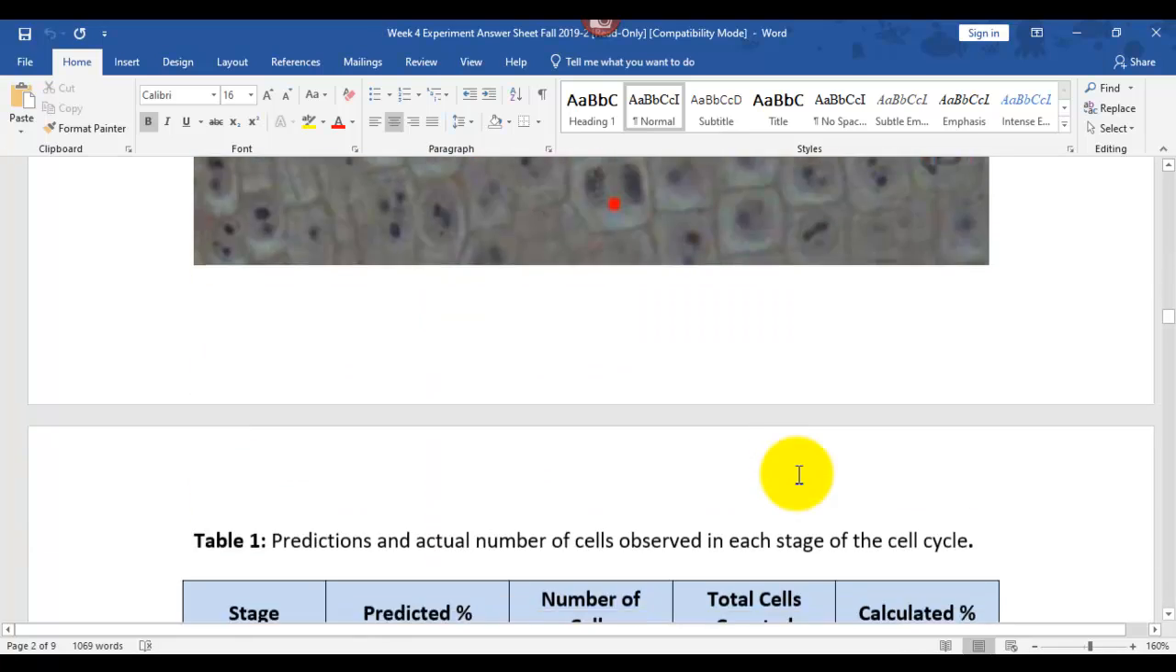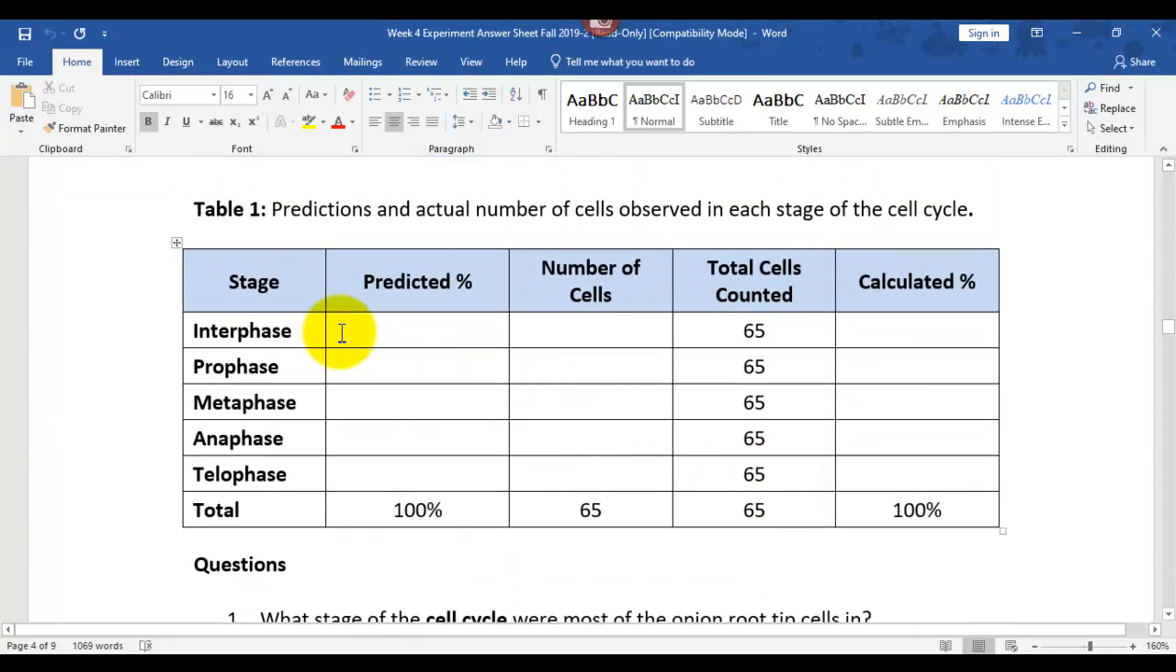You need to go through, do a good effort, fill out your chart, put where you think the predictions will be. How many cells do you think, and this is percentage-wise, add them up to 100%, but how many you actually think are going to be in each stage? Then you're going to go through and count them. So if you count 20 cells that are in interphase, you divide that by 65 times 100 will give you the percentage. So yeah, 20 divided by 65. That's how you figure out percentages.